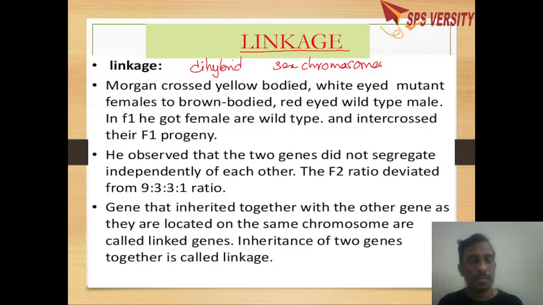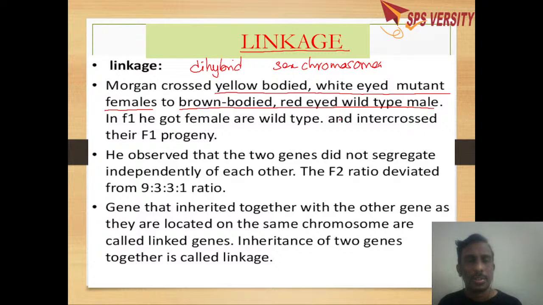If you observe carefully, he took yellow-bodied, white-eyed females. That means he took a female with yellow body and white eyes. The genes for body color and eye color are present on the sex chromosome, that is the X chromosome, not on the Y chromosome. And he took a brown-bodied, red-eyed male, which is called wild type.